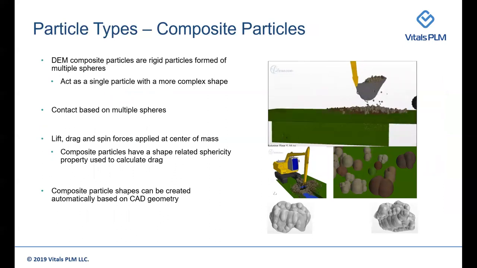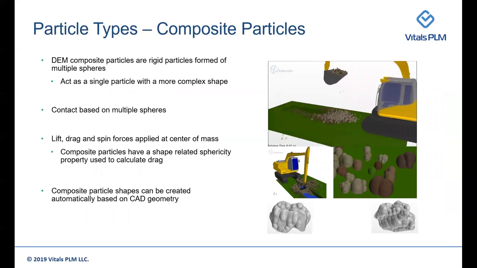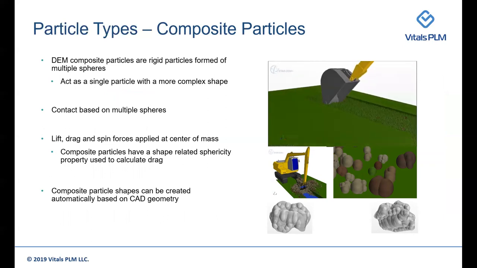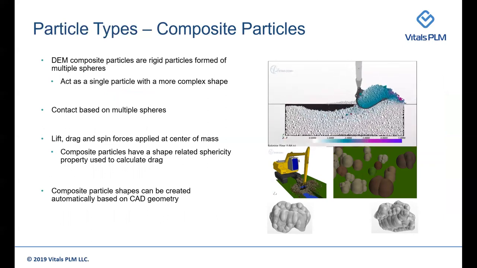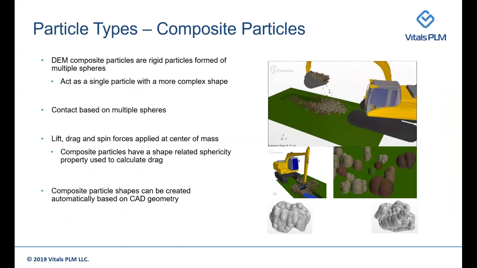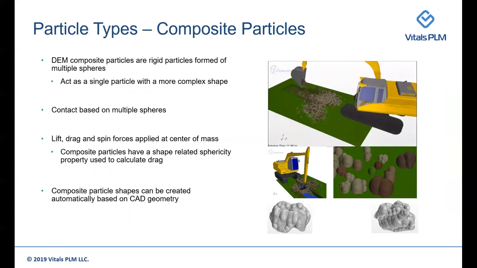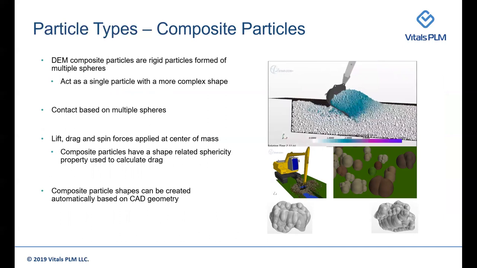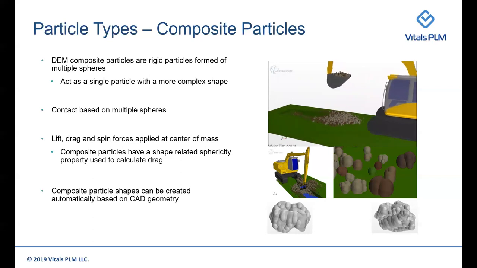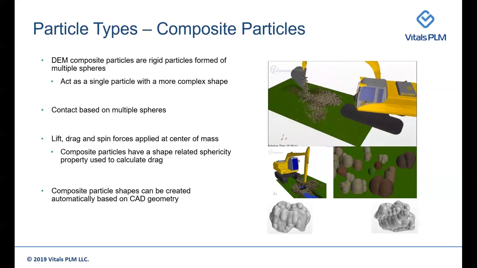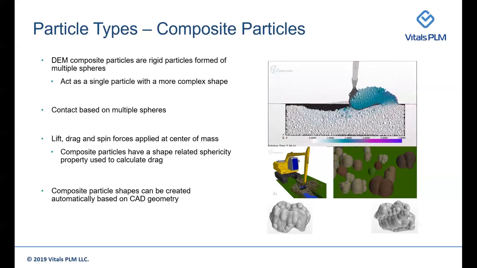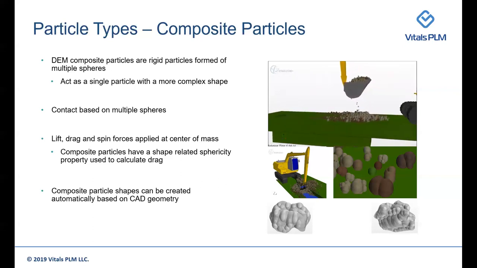And the next option available is the composite particles. The DEM particles can be modeled as a composite particle. DEM composite particles are rigid particles formed of multiple spheres. Here we can see the example of mining, where the crushed or mined particles are not perfectly spherical in shape. They have arbitrary shapes. So to model those arbitrary shapes in a realistic way, the composite particles can be used in the DEM framework.